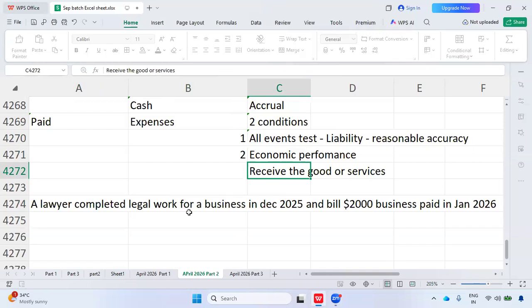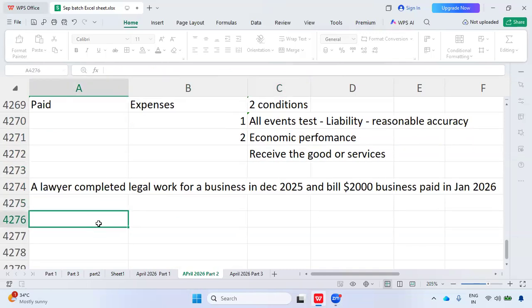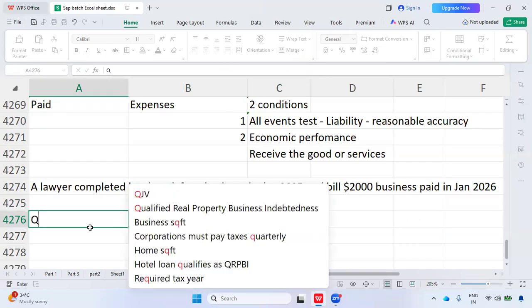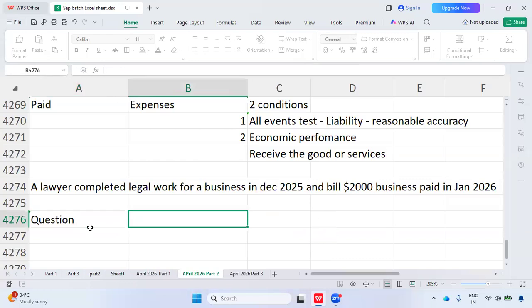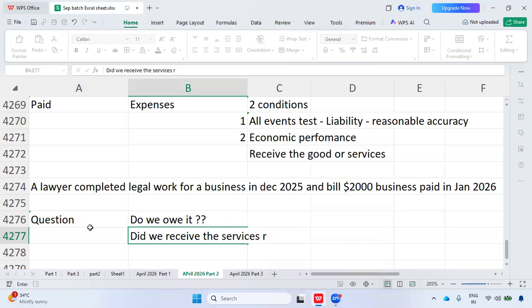So let's say we need only two questions. Question number one: to consider it as an expense in the accrual method, do we owe it? Do we owe the amount? Yes. So this is question number one. Question number two: the services or goods are property. Did we receive the services or the goods? If yes, then we can claim it as an expense in the year 2025 itself in this case.